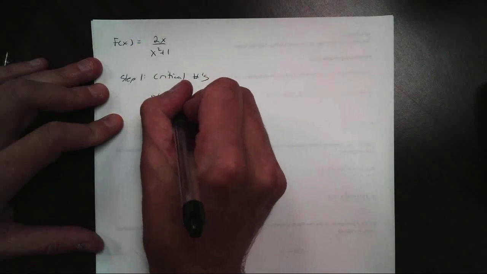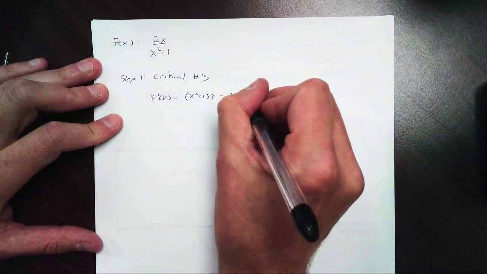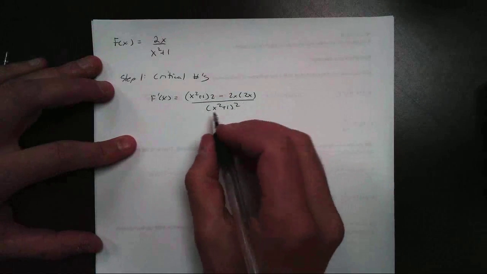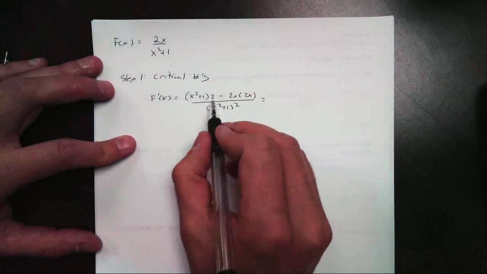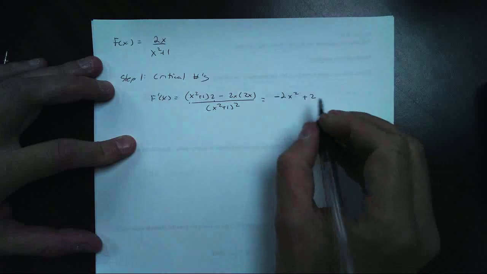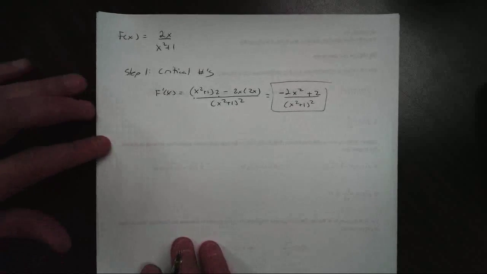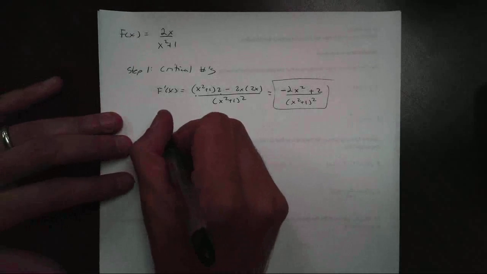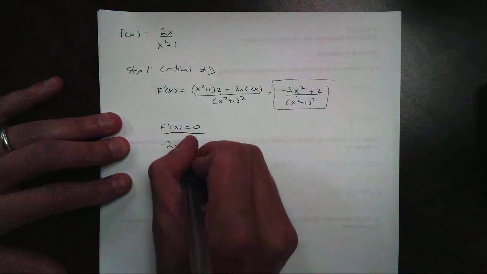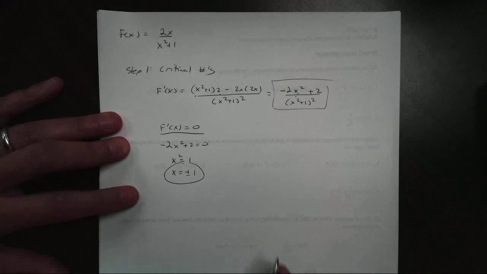F prime of x: low d high minus high d low, all over the bottom squared. That's our derivative. Ugly. Simplify the top. I get 2x squared minus 4x squared, so negative 2x squared plus 2, over x squared plus 1 squared. There's our derivative. Now, we're not done with the critical numbers yet, so we have to find out where the derivative equals 0. Well, that's the top half. Negative 2x squared plus 2 equals 0. X squared equals 1. X equals plus or minus 1.